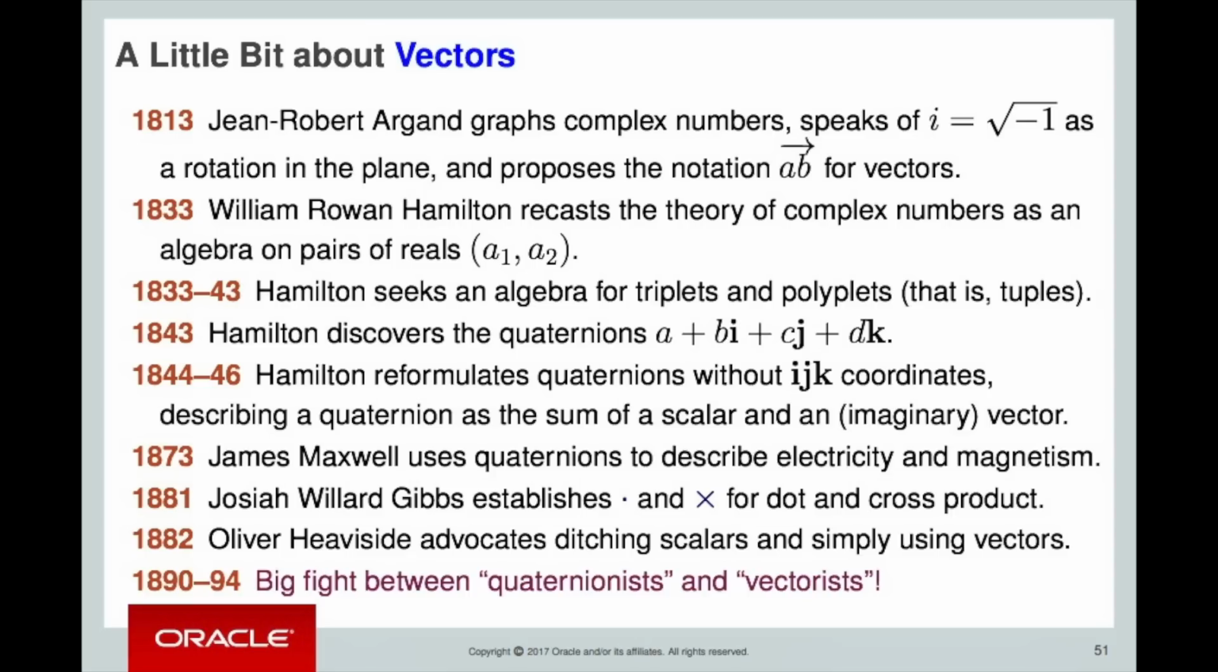20 years later, Hamilton recast the theory of complex numbers as a purely algebraic structure on pairs of reals. He doesn't want to think about the square root of -1 at all. He just wants to think about these pairs of real numbers and an algebra on them. He's interested in the algebraic structure, the algebraic laws: commutativity, associativity, distributivity, all that. So he recasts complex numbers as pairs, and then spends the next 10 years trying to generalize it to triplets and quadruplets and higher tuples.